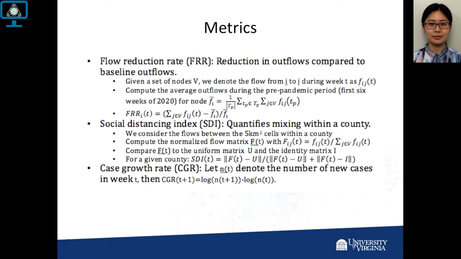And the case growth rate, CGR, quantifies the changes in the number of new confirmed cases. Here we use the difference between the log values of the new confirmed cases. A larger CGR means a faster growth in the number of new confirmed cases. So all these metrics we will use later in our analysis.